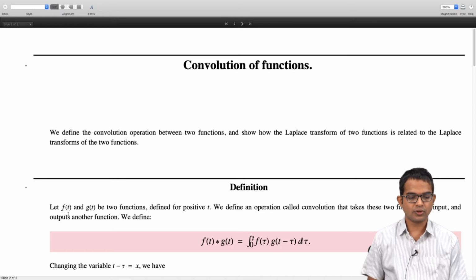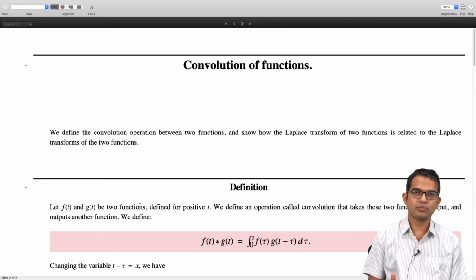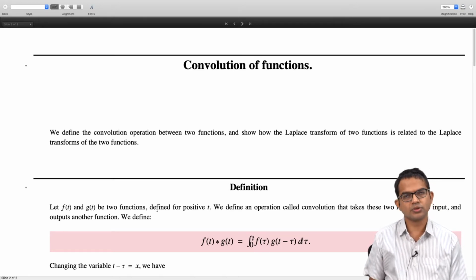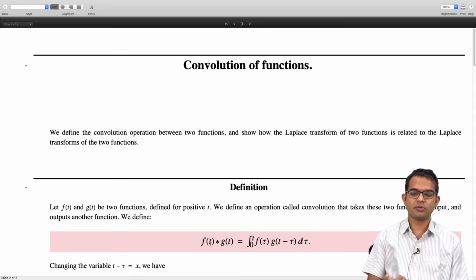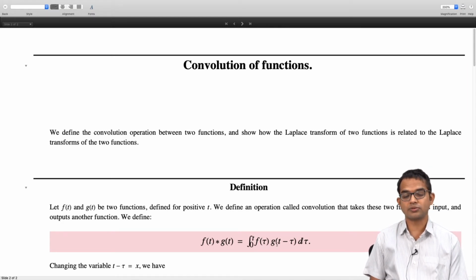So, if you take two functions f of t and g of t, for the purpose of Laplace transforms, we are looking at functions which are defined for positive t. But we will see later on how the idea of convolution can be extended to functions defined for all values of t from minus infinity to plus infinity. So the operation is the following. You take these two functions f of t and g of t, and then you integrate. You take the product of f of tau times a shifted version of the function g, g of t minus tau.